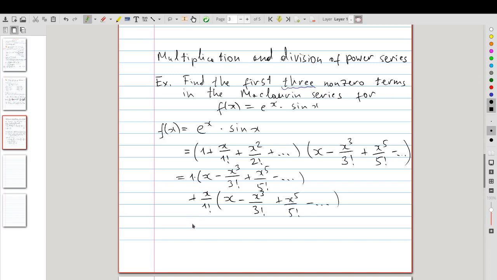And then finally, let us add x squared over 2 factorial multiplied with the second series. So that's x minus x cubed over 3 factorial plus x to the fifth over 5 factorial and so on. All right, now this sum must in principle be continued downwards, right?